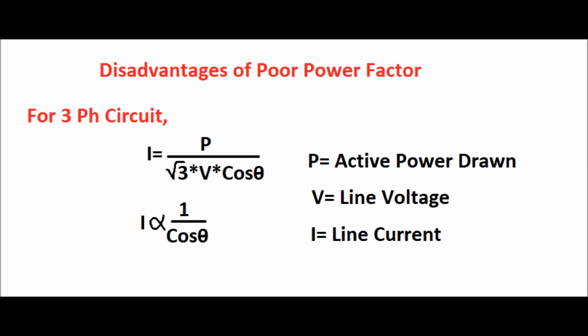Now what are the disadvantages of poor power factor? For a three-phase circuit, line current is equal to P by root 3 V cos theta, where P is the active power drawn by the load, V is the line voltage, and I is the line current. So it is clear that line current is inversely proportional to the power factor. If the power factor decreases, then line current will increase. If power factor is close to unity, then line current will decrease.